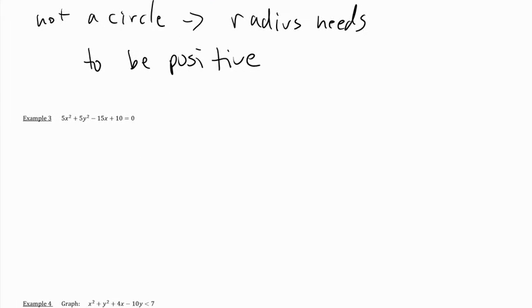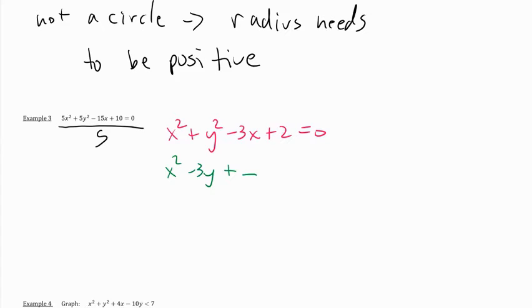On example 3, the first thing I noticed is I could divide everything by 5. So I'm going to do that first, which will give me x squared plus y squared minus 3x plus 2. I need to put my terms together. So x squared minus 3x plus something plus y squared. It's already a square, so my k value is going to be 0. And then I'm going to move the 2 over, -2, and I have to add just the one thing.